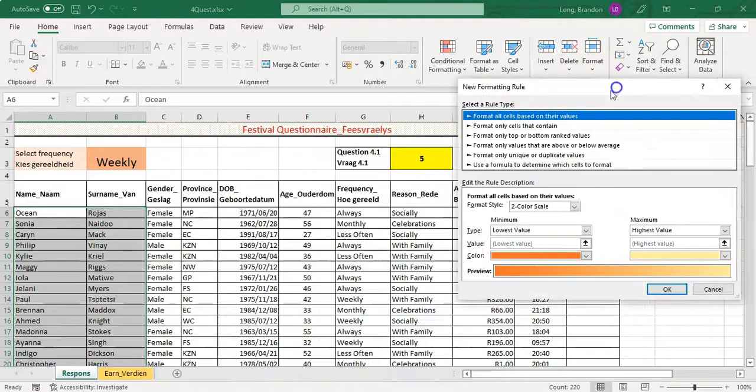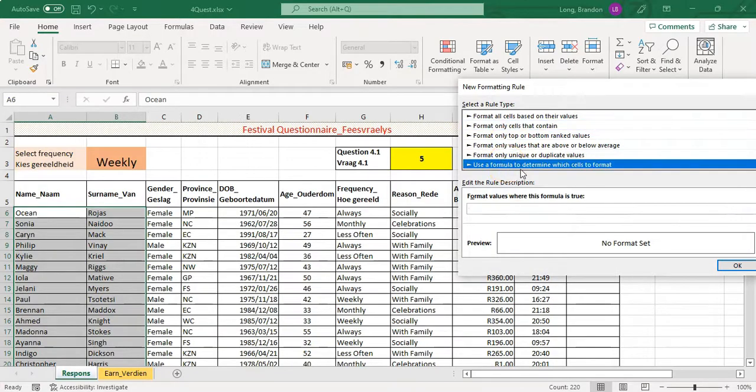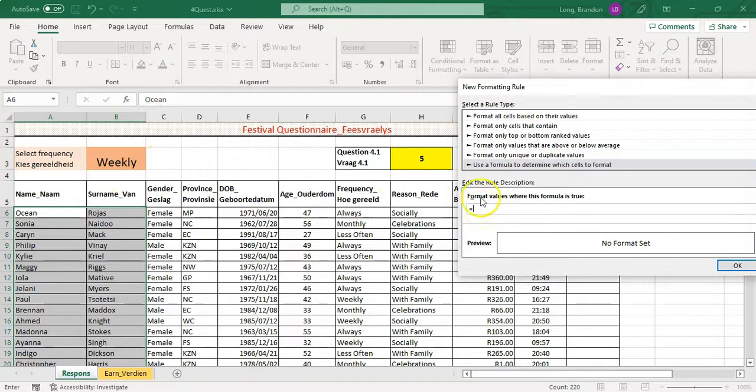The rule's going to be, it's not based on the name or the surname. So it's nothing to do with the cells that contain anything. It's actually going to be based on a formula. We need to look, and the formula needs to be true or false. We want to see if this block is the same as that value, if that makes sense. You start off with an equal to sign. So if the frequency, which is that block there, is equal to the value in B3.